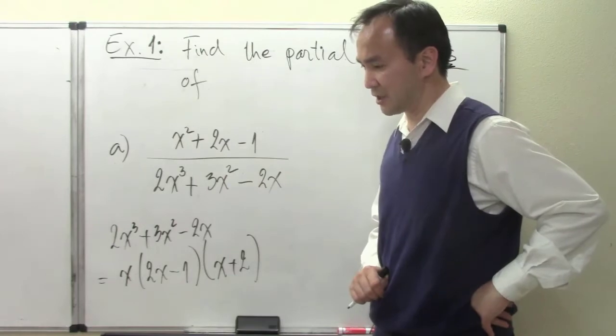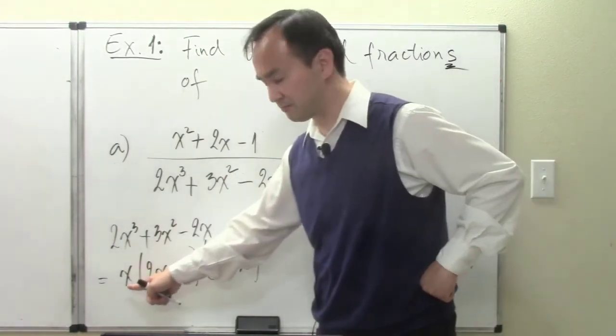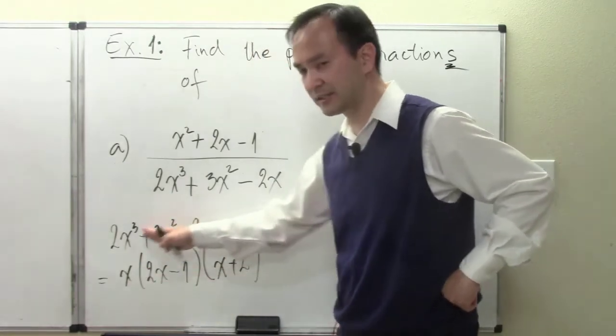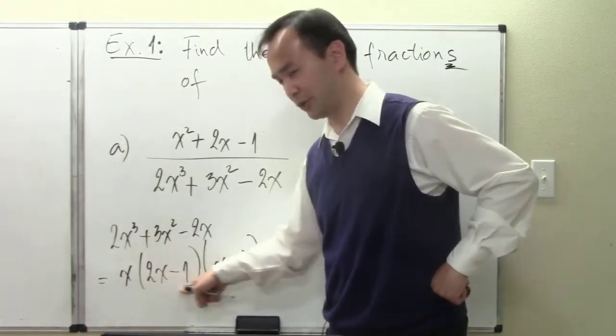Okay, and so now, in the way I see it, in this factored product, I see 3 factors: 1 of them, 2 of them, 3.